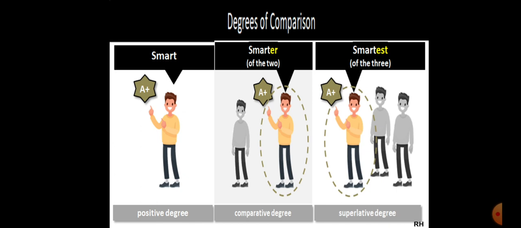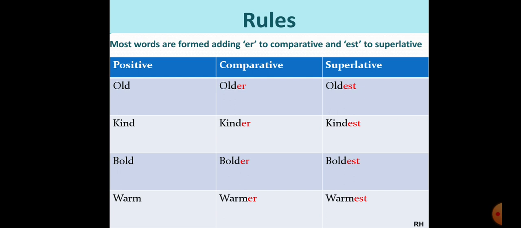Now when we are using these degrees of comparison, students, there are certain spelling rules that we need to know. Let's quickly look at them. Most words are formed by adding er for the comparative, as we saw just in the example, and est for the superlative. So when you are not comparing with anybody, just talking about a particular person or thing, you use the positive. So old: this book is old. Then you come to the comparative: when you are comparing two books, this book is older than that one.